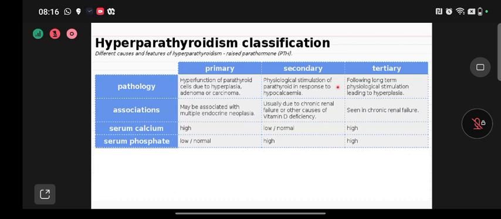Then coming to the biochemistry, in primary hyperparathyroidism the serum calcium is high and the serum phosphate is low, or either it's normal. In secondary hyperparathyroidism, the serum calcium is low or normal and phosphate is high. And in tertiary, both calcium and phosphate are high.